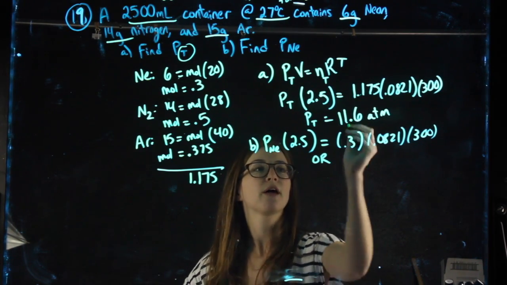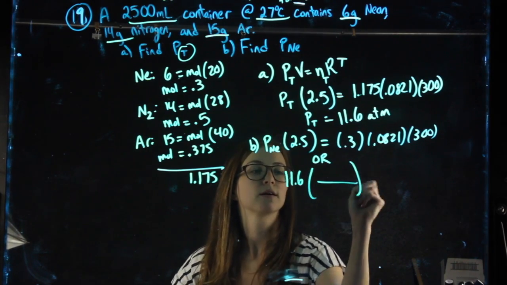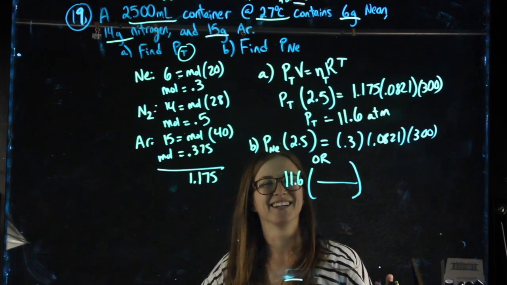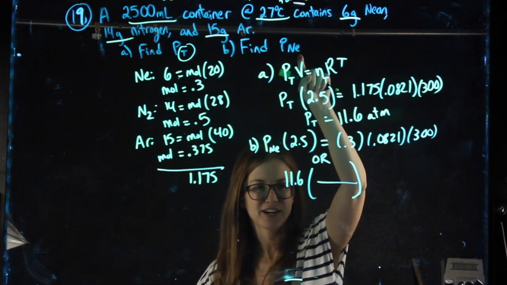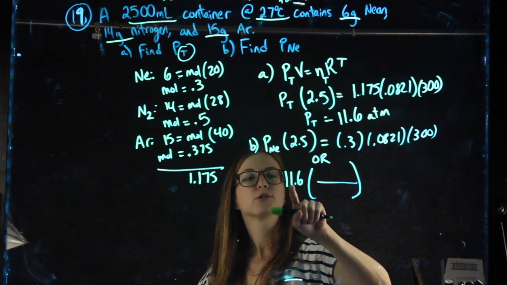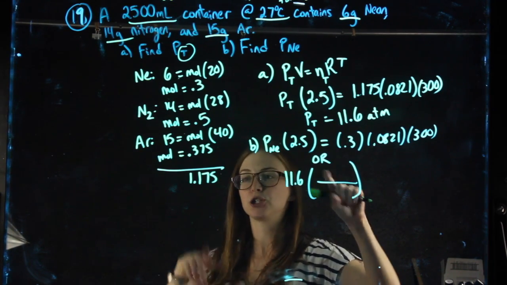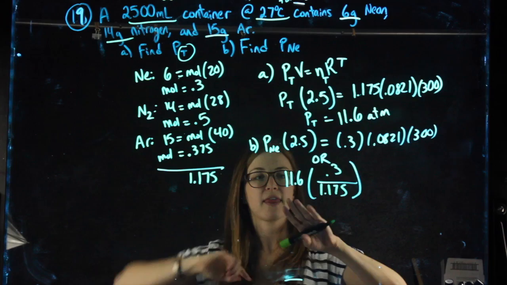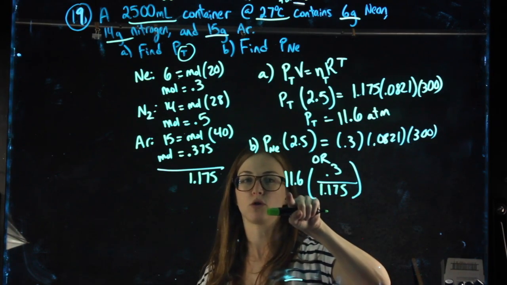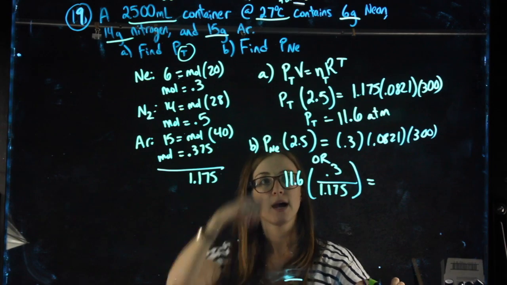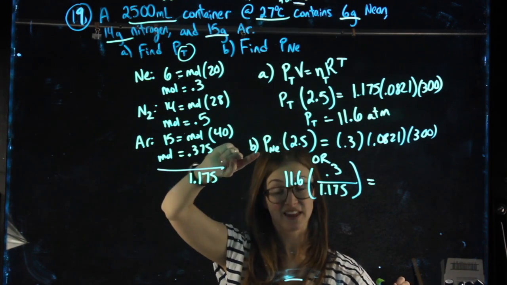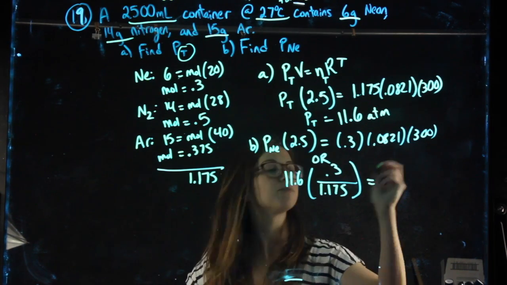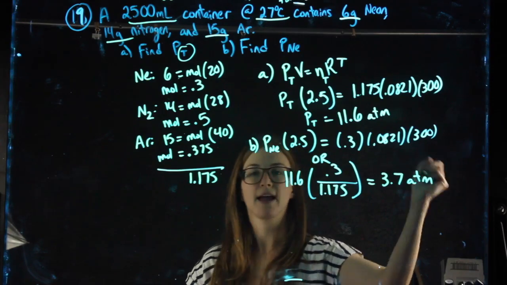Or you can know that neon's partial pressure is only a fraction of the total pressure. So if you multiply the total pressure by the fraction of the total moles that are because of neon, that is finding you what percentage of the total pressure is neon's partial pressure. Either way, solving this for partial pressure of neon or doing this math out, you will end up with an answer of 3.7 ATM. That's it.